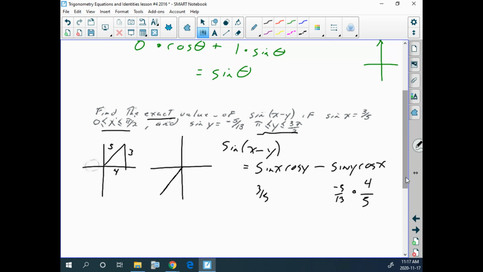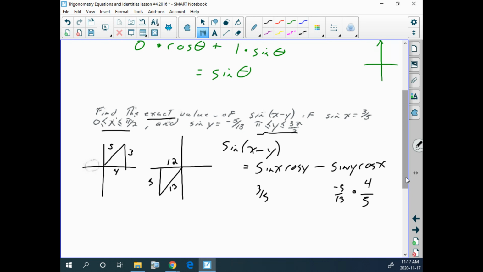I have another triangle in quadrant 3. Sine again is equal to opposite over hypotenuse. This happens to be another Pythagorean triple. So 5 squared plus 12 squared is 13 squared. 25 plus 144 is 169. Use the Pythagorean theorem to get there.